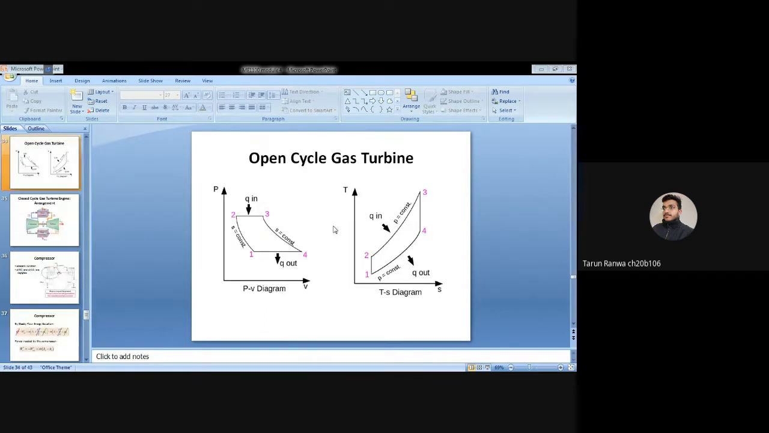Now open cycle gas turbine. These are some diagrams, some curves of the open cycle gas turbine. This is the PV curve and this is the TS curve. Here heat is added and here heat is released, and this is an isentropic path and this is also an isentropic path. We can write the TS curve like this: this is constant pressure and this is constant pressure, this is constant entropy, isentropic 1 to 2, and this is also isentropic 3 to 4.